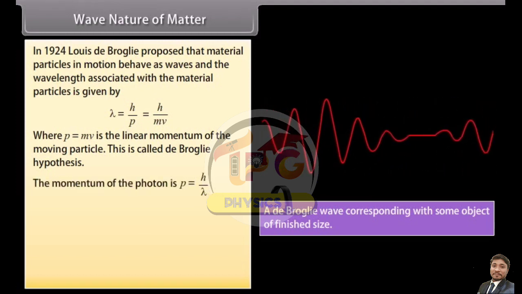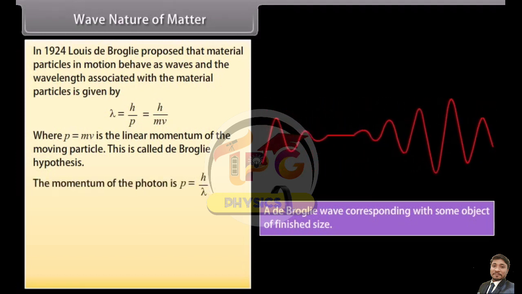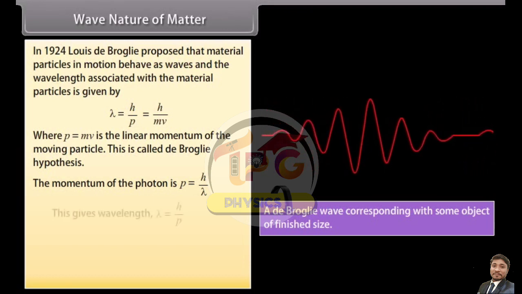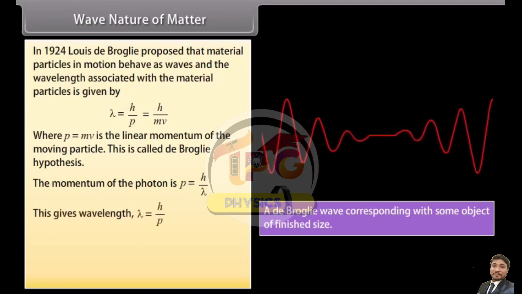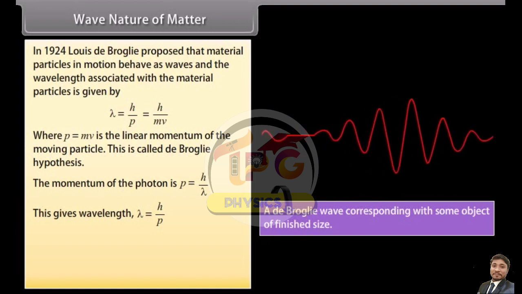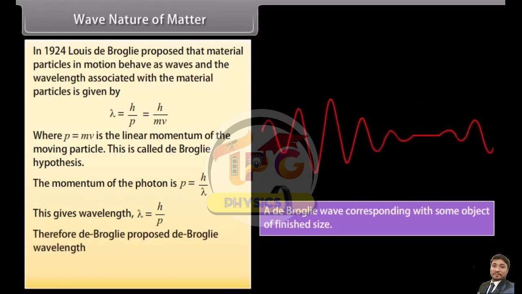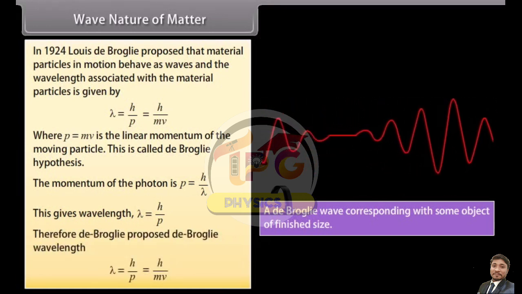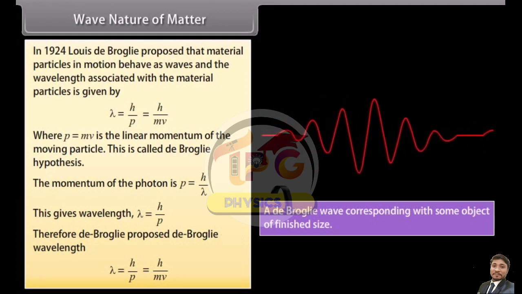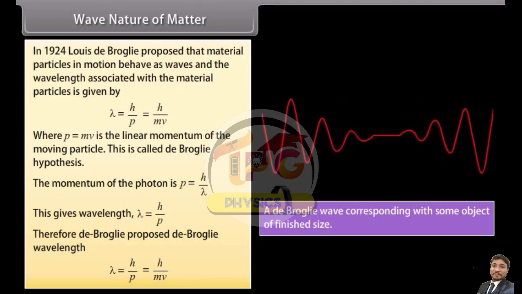The momentum of the photon is p = h/lambda. This gives wavelength lambda as h/p. Therefore, de Broglie proposed the de Broglie wavelength lambda = h/p = h/mv.